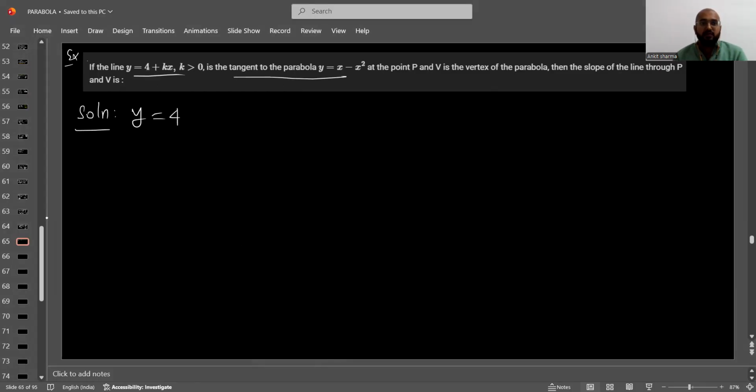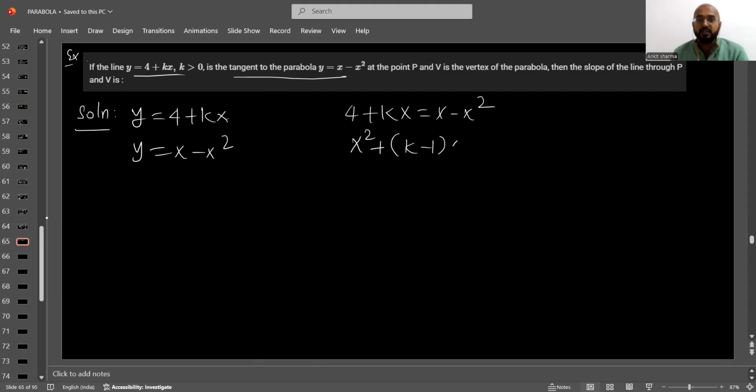So y is equal to 4 plus kx, and y is equal to x minus x square. You can solve this problem by n number of ways, but the one which I find is for the students who love quadratic equations. And in fact, we have seen in the earlier videos also. This line is tangent to this parabola. That means if I solve this quadratic, 4 plus kx is equal to x minus x square, I have here x square plus (k minus 1) into x plus 4 is equal to 0. This equation I must solve for equal roots. So I'll be having b square minus 4ac is equal to 0.